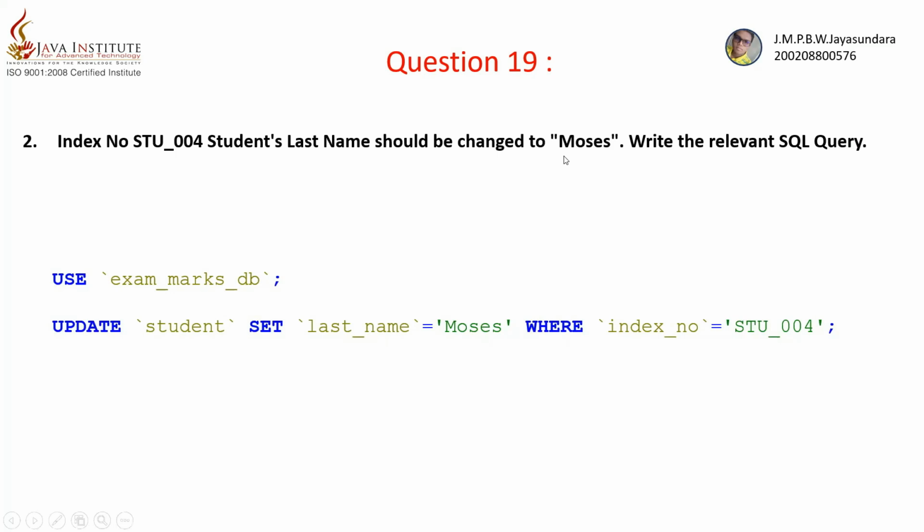When we run an update query, first we need to use the keyword update and the table's name which we are going to update, and then the keyword set, and then the column name and the new value for that column, and then we need to use the condition to identify that row uniquely. So in here we have used the index number, and we have given the index number as stu_004. So let's go and update this name in our database.